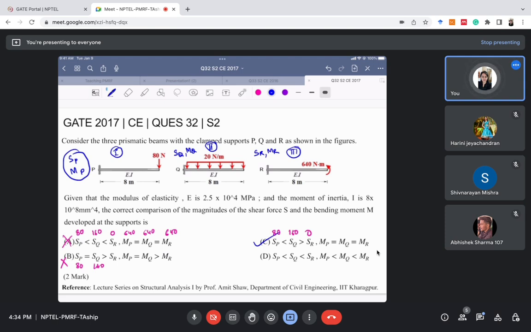Very simple problem, okay, as compared to the previous one we discussed. Here we are not using this I and all. They are just given to confuse us, you can say, to make the problem look difficult. I hope it is clear.